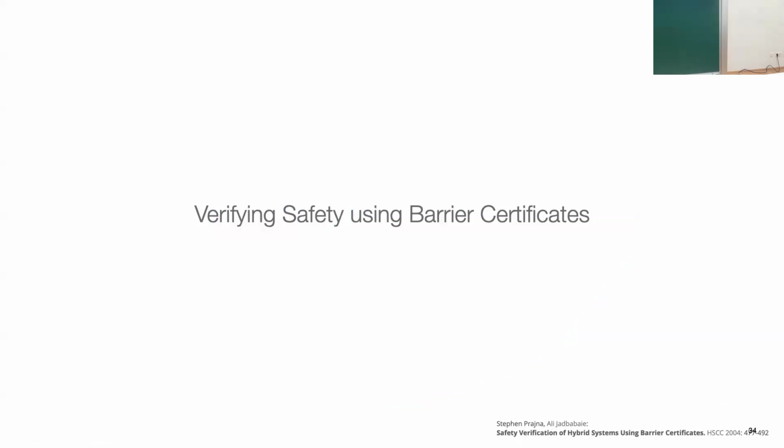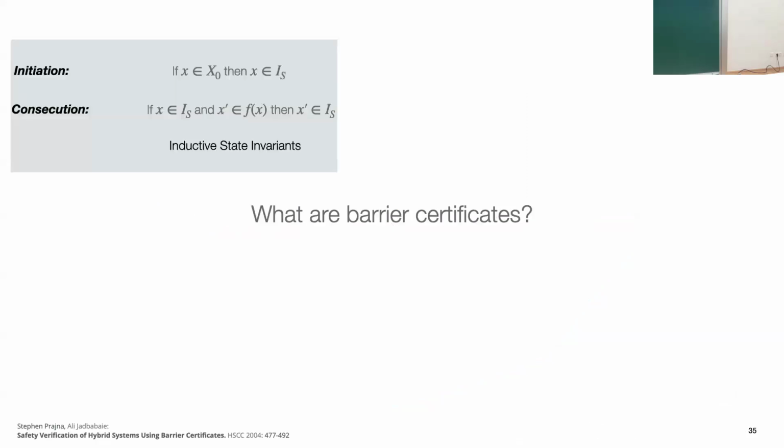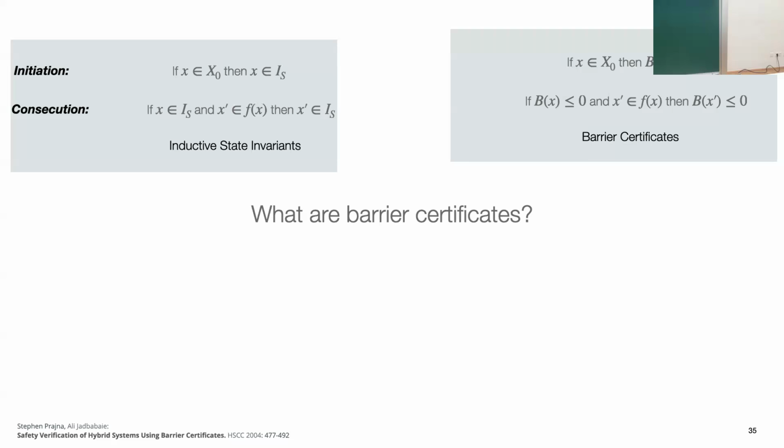Barrier certificates, if you can find one, allow you to do exactly that, right? How do we verify safety using barrier certificates? Quickly, what are these barrier certificates? We know what is our inductive state invariant. We would define it like so. Barrier certificates are a functional analog of that. So if you find a function such that the zero level sets are exactly your inductive state invariants.